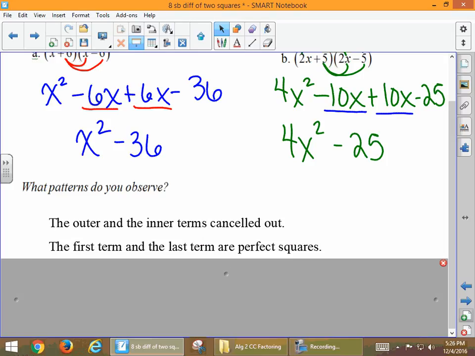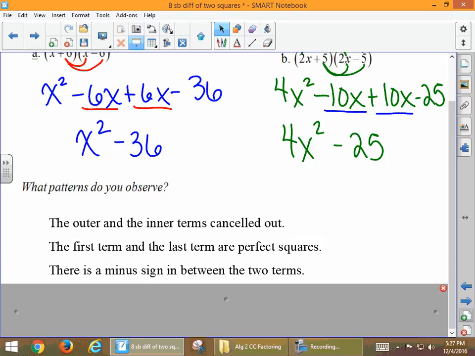The first term and the last term are perfect squares. x squared is x times x. 36 is 6 times 6. 4x squared is 2x times 2x. 25 is 5 times 5. Again, these aren't all of them. These are just a few that I came up with.